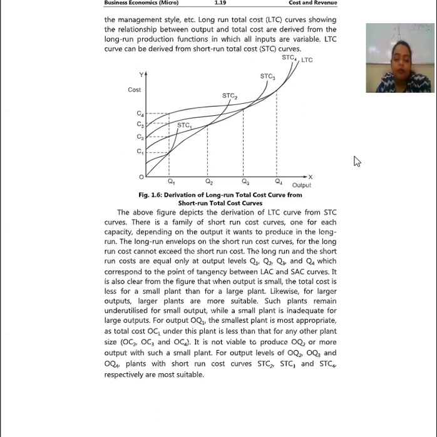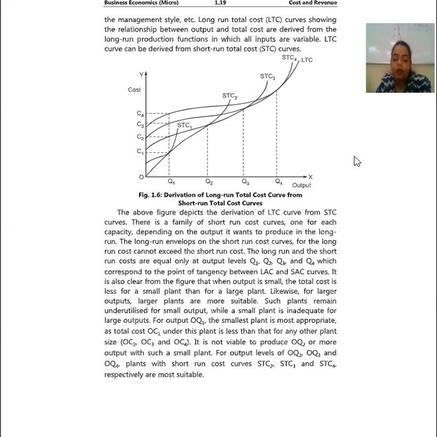Therefore, there is a family of short run cost curves, one for each capacity, depending on the output it wants to produce in the long run. The long run curve develops as an envelope on the short run cost curves. For a long run, cost cannot exceed the short run cost. The long run and the short run costs are equal only at output levels Q1, Q2, Q3 and Q4, which correspond to the points of tangency between LAC and SAC curves.